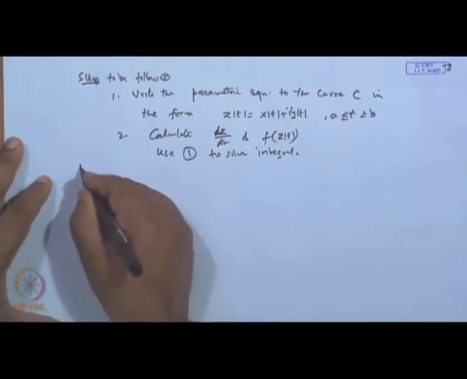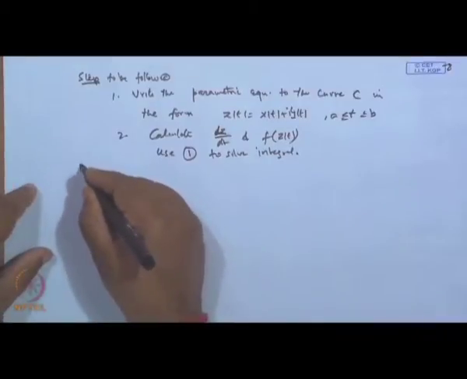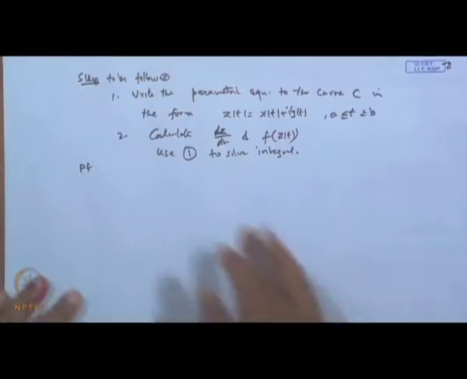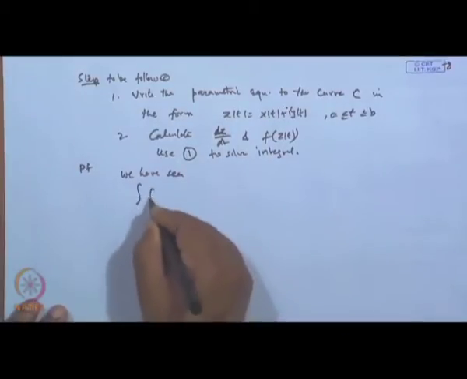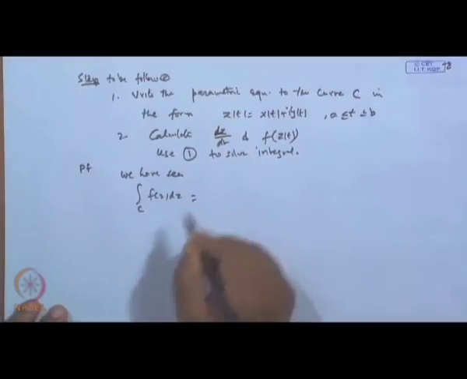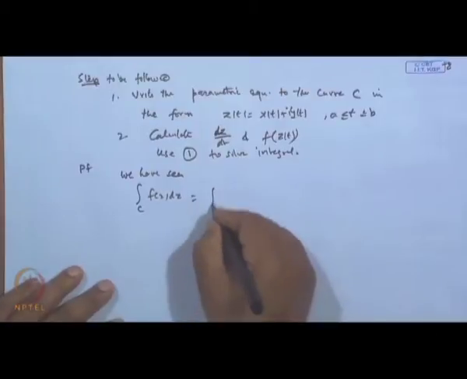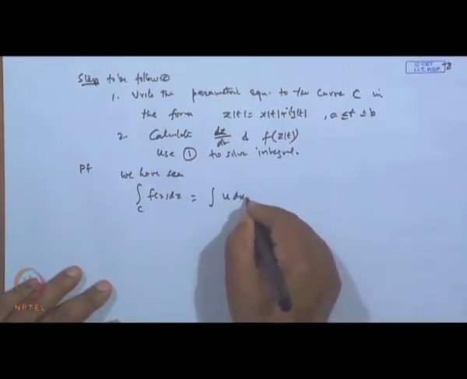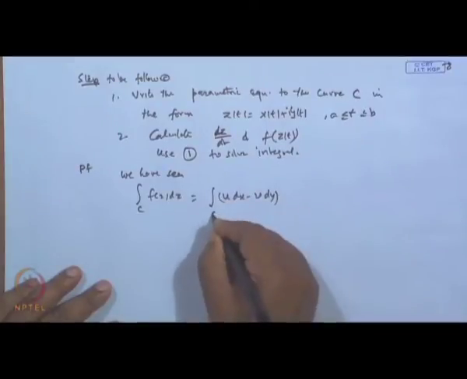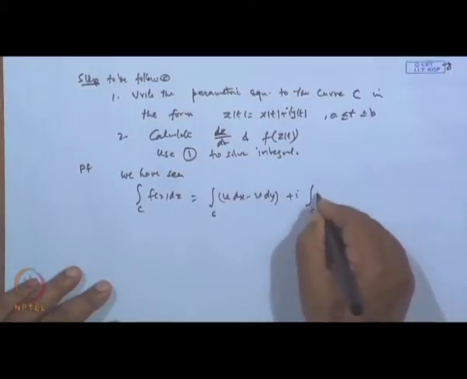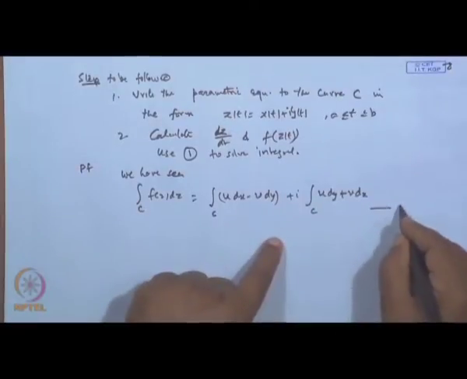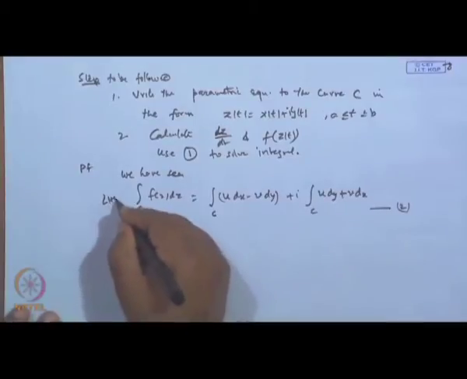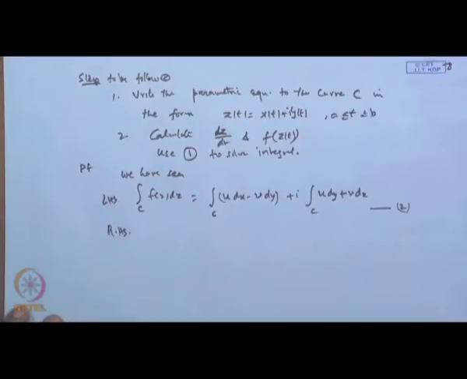The proof of this is very simple. How does it follow? The proof is like this. We have seen the integral of f(z) dz along the path C is nothing but what? This was the integral, remember, of u dx minus v dy along the path C plus i times the integral of u dy plus v dx. Just previously, when we showed the existence of this line integral, we came across this. So, this is the left hand side, and the right hand side will also give the same value.